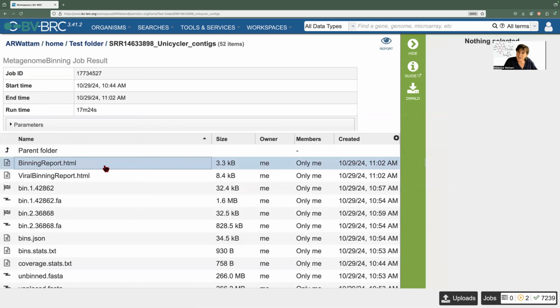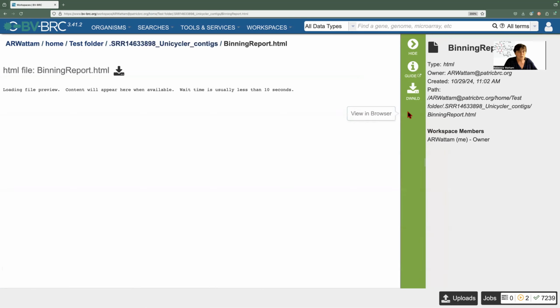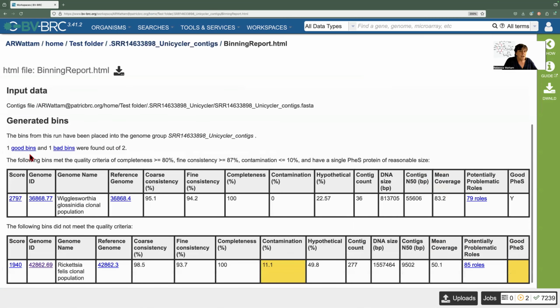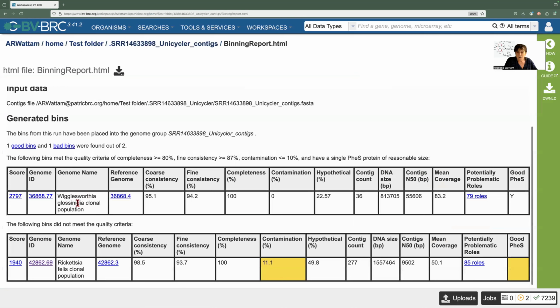And let's look at the binning report. And we want to view that. And I'll give it some more real estate here. And it says, oh, you've got one good bin and one bad bin. And this is the good bin, and we know all about that. This had a few more problematic roles than our Haemophilus clonal population genome. And then this guy had some issues. The contamination was high, and it couldn't find BS. So that is what a bad bin looks like.